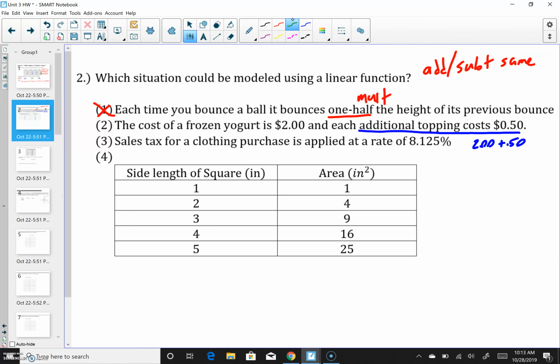Sales tax for a clothing purchase is applied at a rate of 8.125%. Our percents are almost always multiplying. So that one's out. And then last but not least is our table. Well, we are plus 3, then we are plus 5, plus 7, and plus 9. That's not the same. So the only one that we have as a linear function is going to be choice 2. And again, that's because the frozen yogurt is $2, and then you add 50 cents for every topping that you buy.